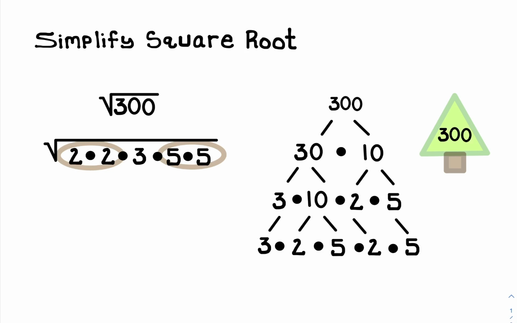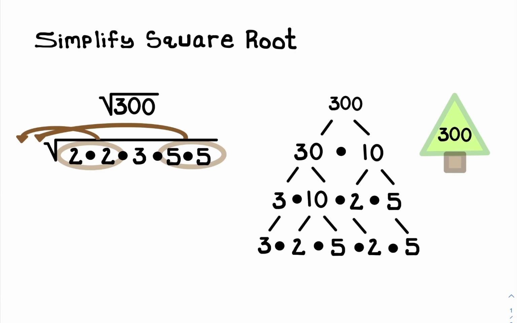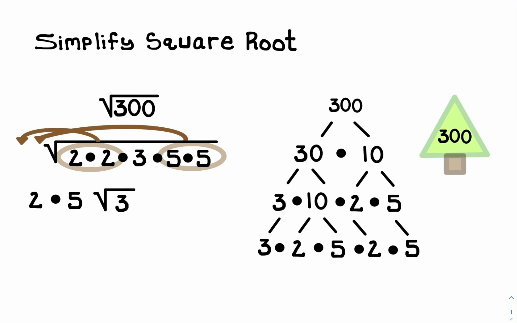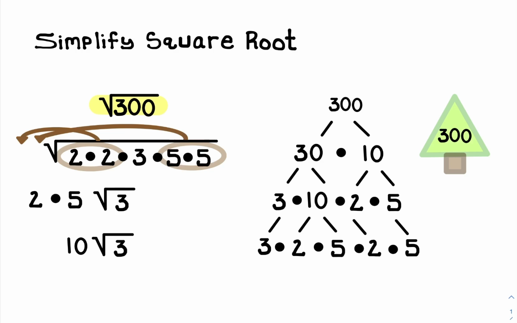So since we have a pair of 2's, I'm going to be able to take a 2 out, a pair of 5's, and I'm going to take a 5 out. That 3 is not paired with anything, so it's stuck inside. The two numbers that were taken out front, I can multiply together, and I get 10 square root of 3. The square root of 300 simplifies to 10 square root of 3.